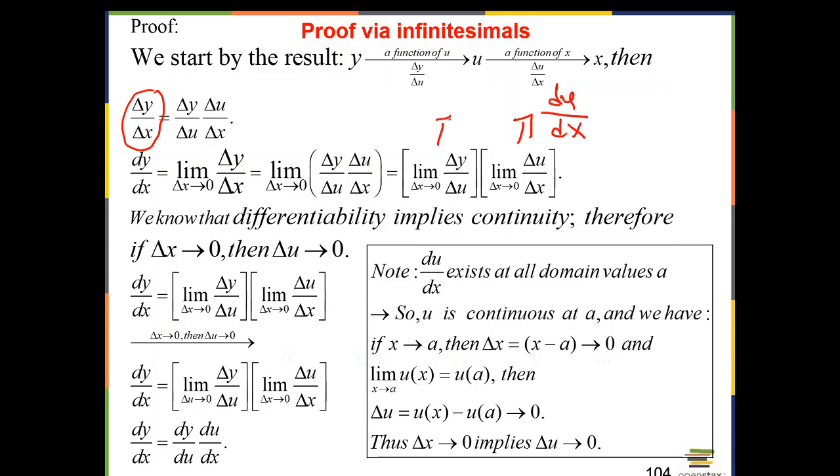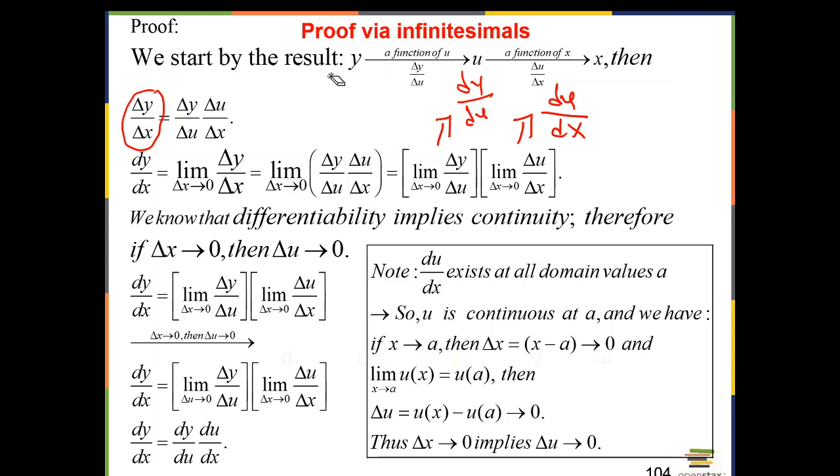Now the point is this dy/dx. We know it's dy/du, but we want it to be dy/du, I meant. Is this dy/du? We don't know, because we only know delta x goes to 0. How do we know that delta u goes to 0? If delta u goes to 0, we can say this is dy/du, and we proved it. So the only thing that we have to do here is prove that when delta x goes to 0, delta u goes to 0. And we're going to do it here.